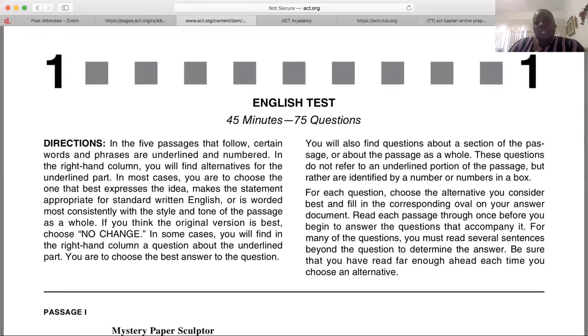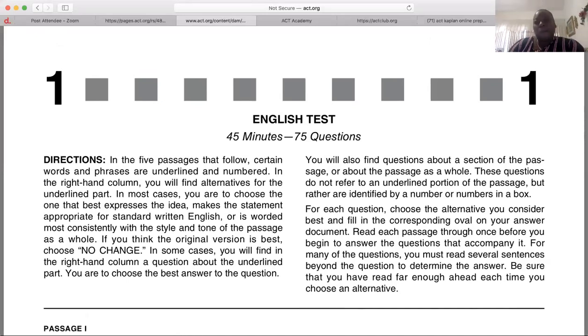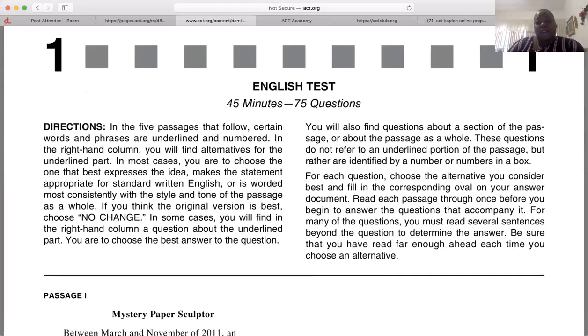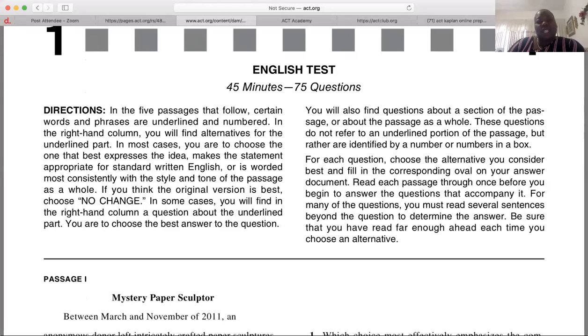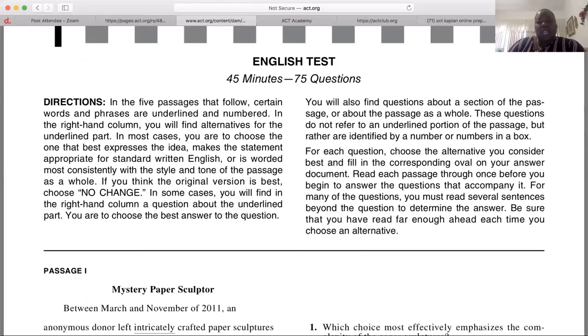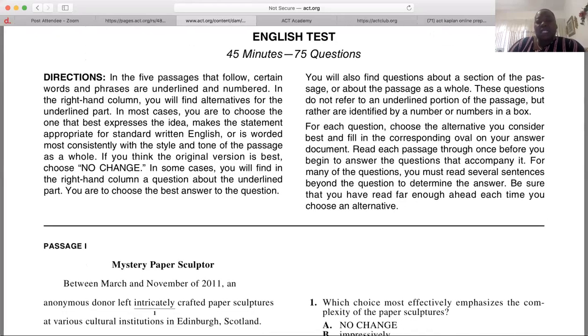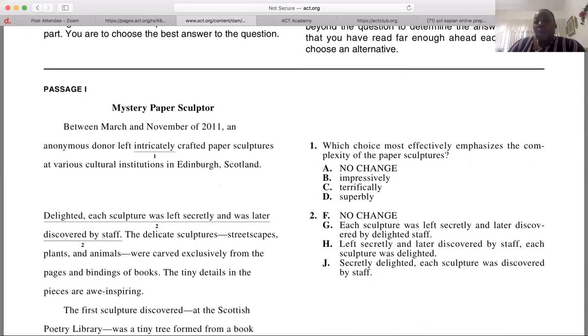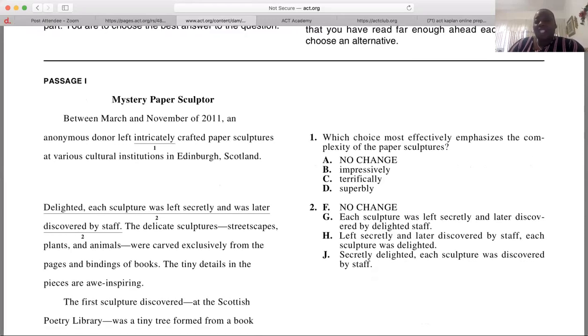All right, so everyone should be at page 12. So the first thing we want to look at is the English test. 45 minutes, 75 questions. In this section, there'll be about 5 passages. And as you can see, there's an underlined portion throughout the various passages. Students always need to make sure that when they start practicing for standardized tests, they actually have an idea of what will be my strategy when I start preparing for English.